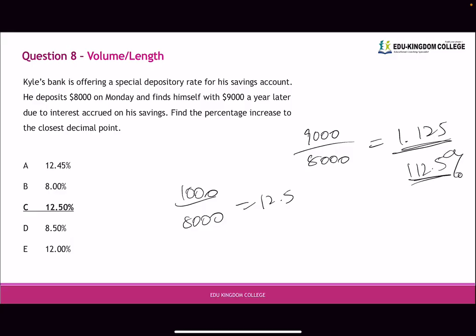112.5%. So he's earned 12.5%. And in this case, if you want to calculate it separately, you would have gotten 12.5% anyways.